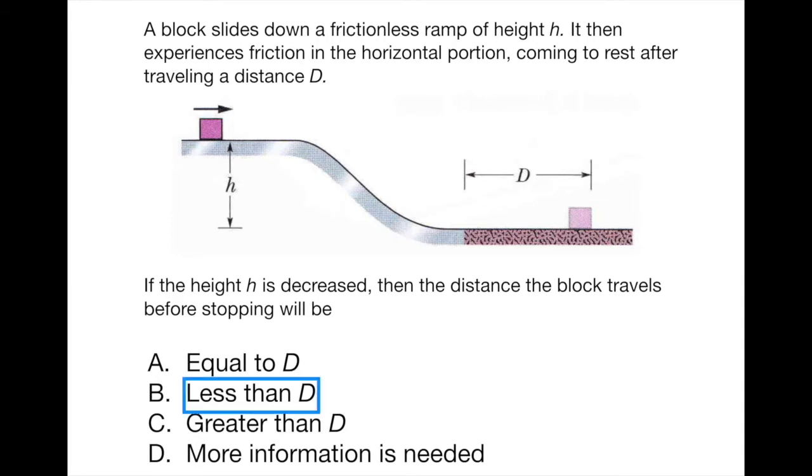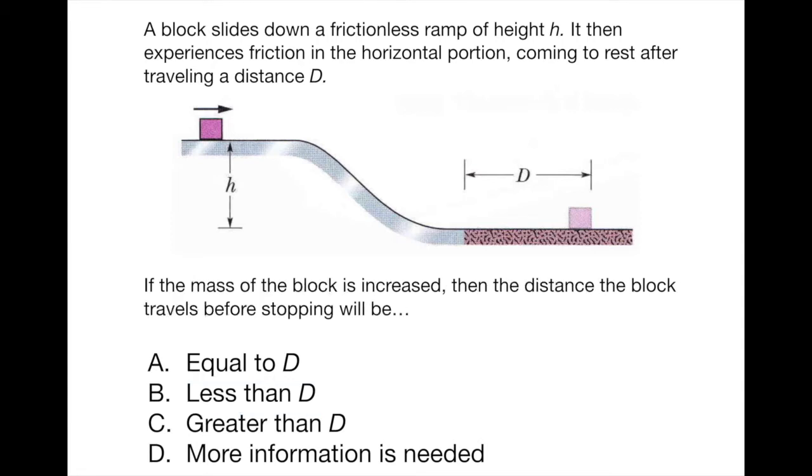Okay, so the answer is going to be less than d, right? And we can see the reason for that. If we start from a lower height, then we have less energy to start with. So as we go from the starting energy to the ending energy, that's a smaller change, and so there's less work that needs to be done by friction to bring the block to rest. Now, the force of friction is going to be the same no matter what. So the only way that we can make the work done by friction less is to have it go a smaller distance.